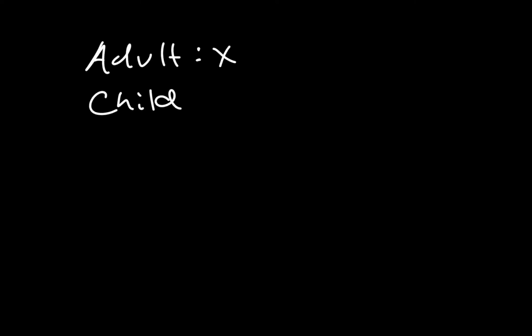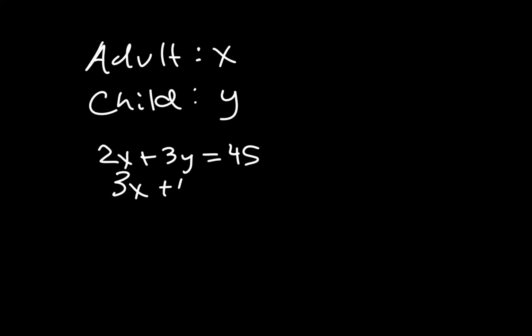So if we set up adult tickets to be represented by X and child tickets to be represented by Y, we can set up an equation that looks like this. So I'm going to write the equation here, and then I'm going to read the story problem again, just so you can see where the pieces come from.